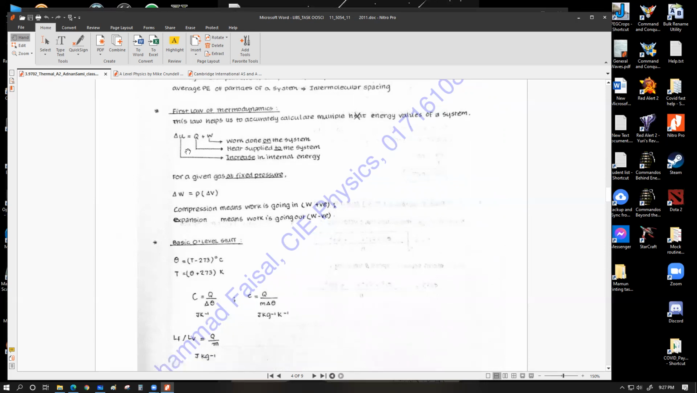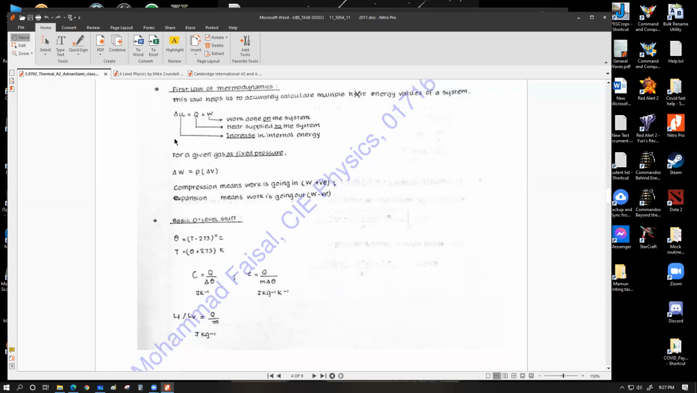I just told you that delta U equals Q plus W. Have a look over here. Delta U means the increase in internal energy, which can be done by heat supplied to the system. W is expressed as work done on the system, which means in this case both Q and W are fed into the system, both of which contribute to an increase of the internal energy.